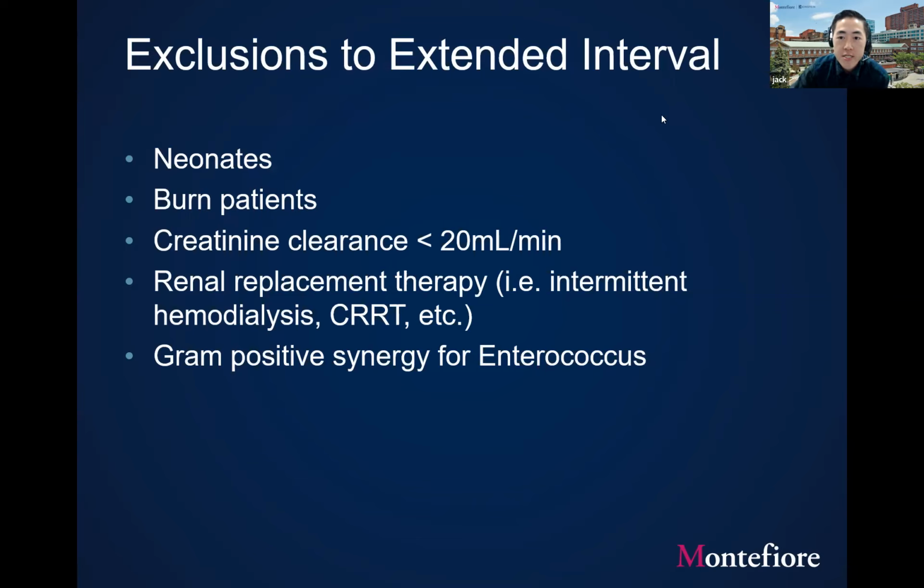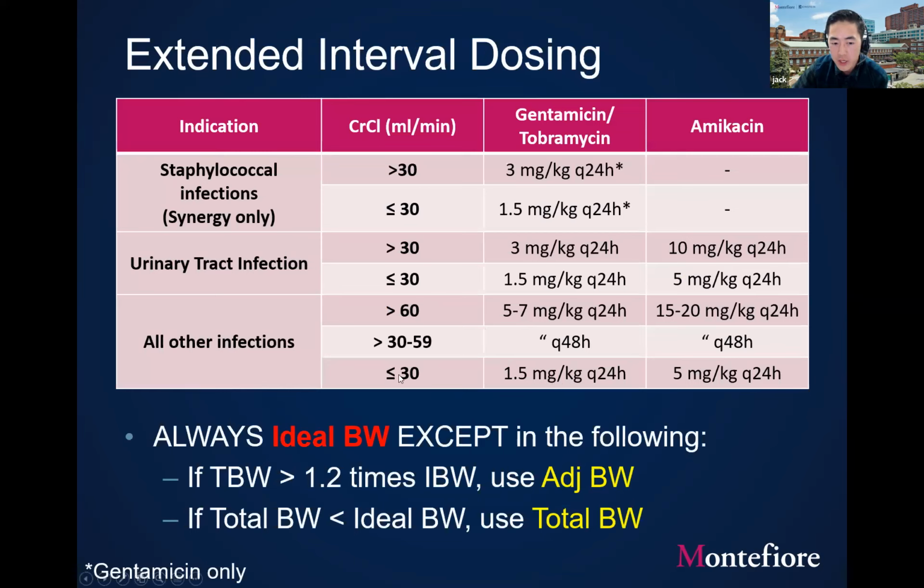For exclusions to extended interval, you want to exclude neonates, burn patients, anyone with a really low creatinine clearance. If they have a really low creatinine clearance, you're just going to dose them traditionally. And you can kind of see here, if I could just go back really quickly, right here below, if it's less than 30, you can see the dose really falls to like 5 mg. This is basically traditional dosing.